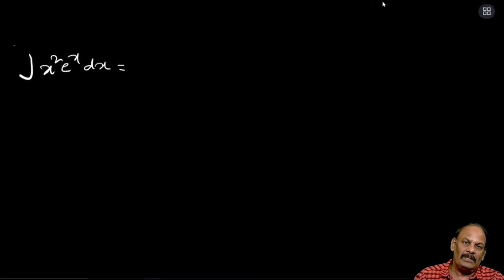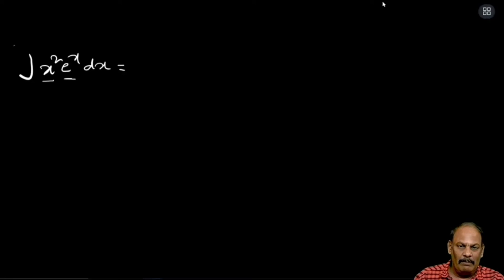When we have to apply the by parts, when two different functions are involved. Check it here. X square is one function. E to the power of x is another function. There is no relation. This is the algebraic, this is the exponential. Integral is there. That's why we can apply by parts.